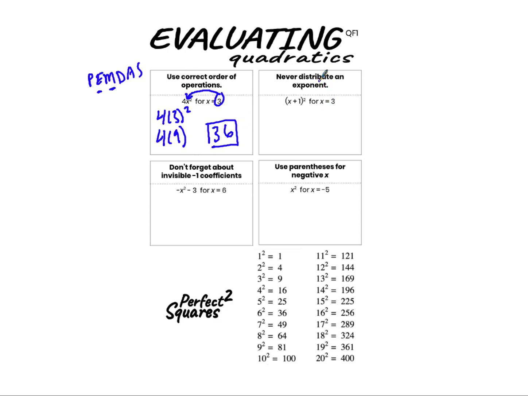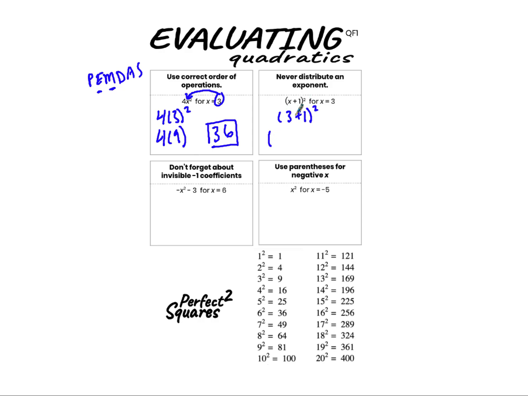The second thing we want to keep in mind is that we can never distribute an exponent. So x plus 1 squared is not the same as x squared plus 1 squared. Let's go ahead and plug in 3 for x. And then I have 3 plus 1 squared. I cannot say that that is 3 squared plus 1 squared.